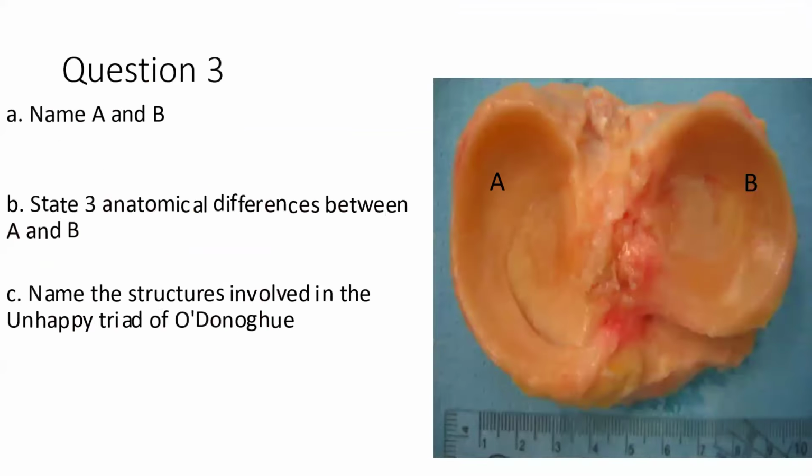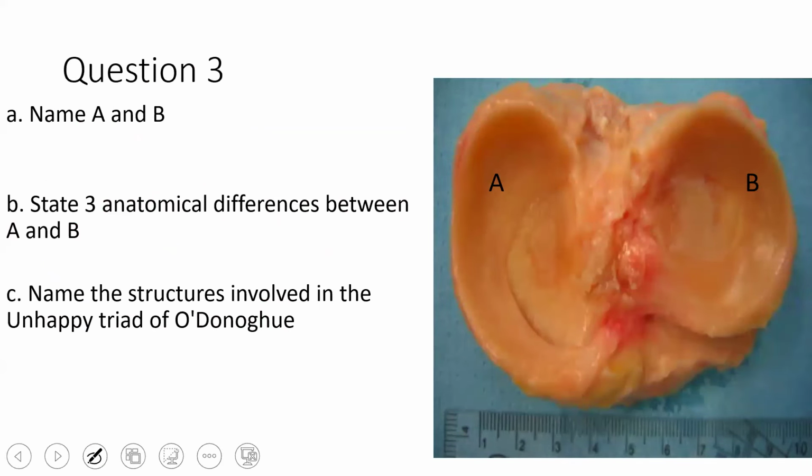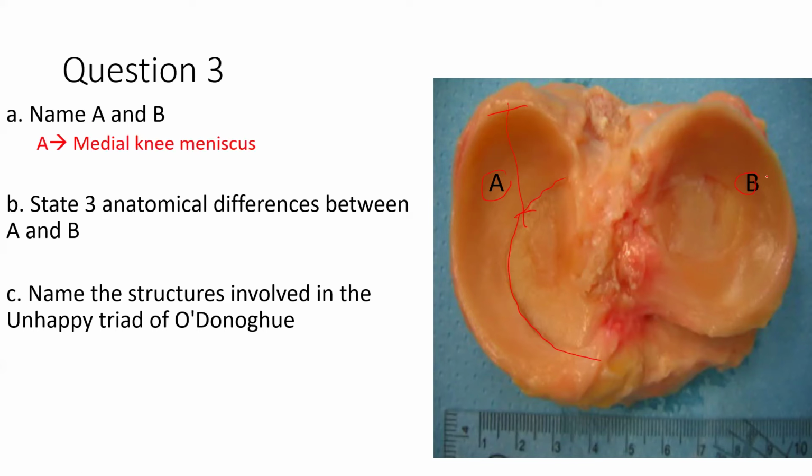Okay, on to the third question, which is testing your knowledge of the knee joint. These are structures within the knee joint, the intracapsular knee joint structures. We've been asked to identify structures A and B. So structure A, you can see it's this semicircular structure. It's almost half a circle, but it is broader posteriorly. So this knee meniscus here is the medial knee meniscus.